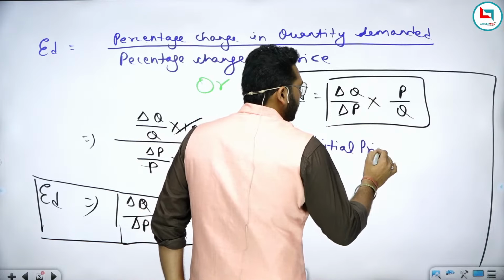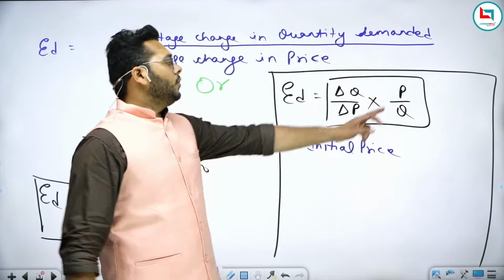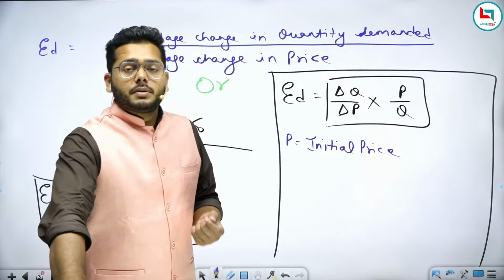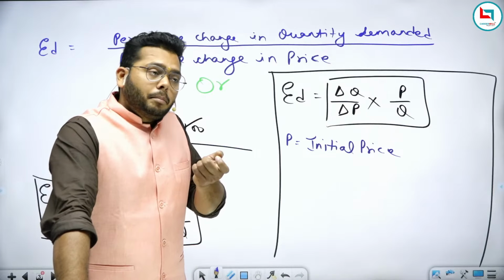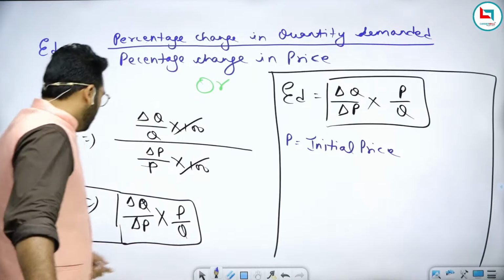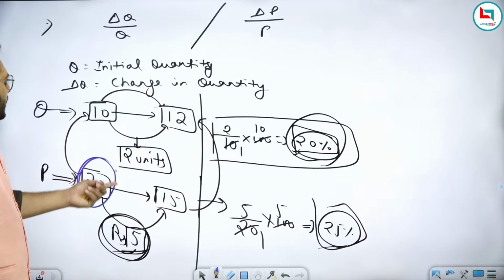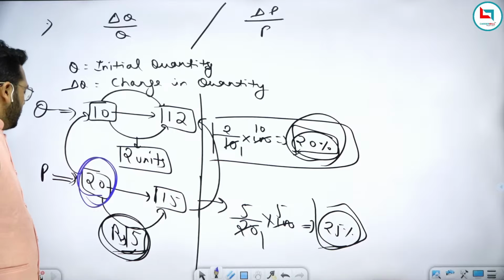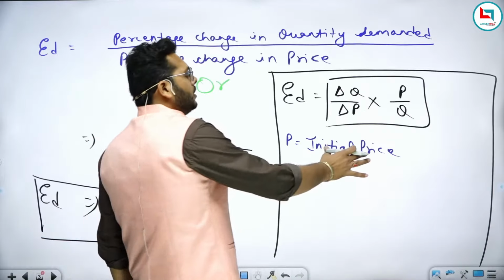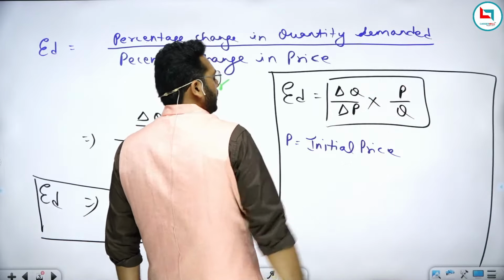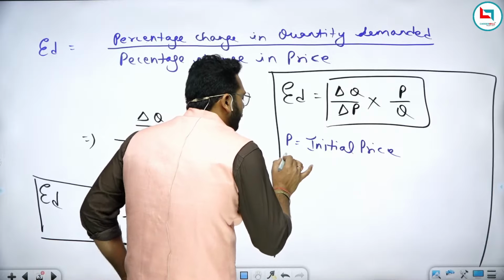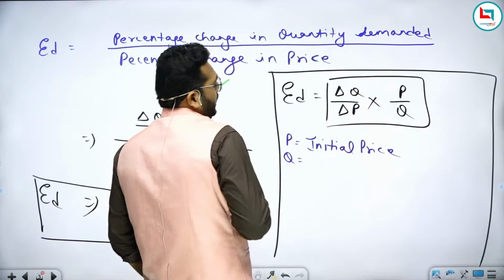Initial price. P means what? Initial price means the price at the beginning of that particular commodity. So I can write here the price in the beginning. It was 20 rupees, right? So initial price means the price at the time of beginning. And what is the quantity at the time of beginning?